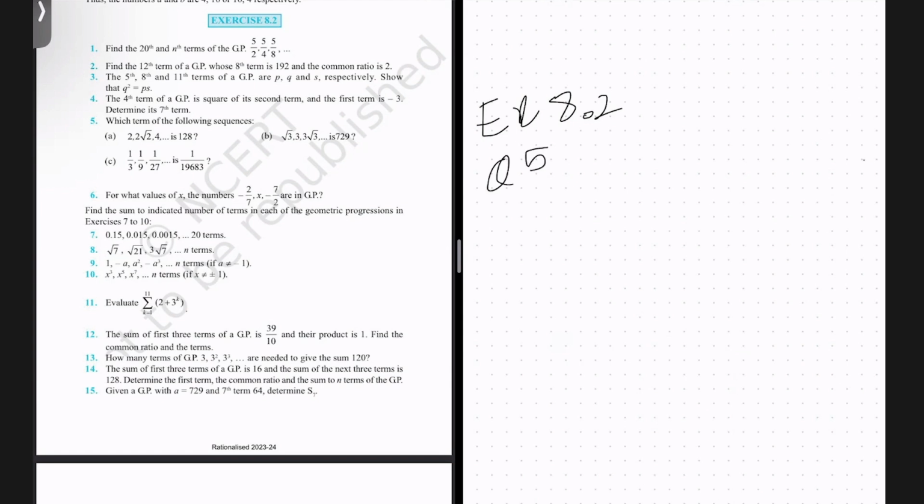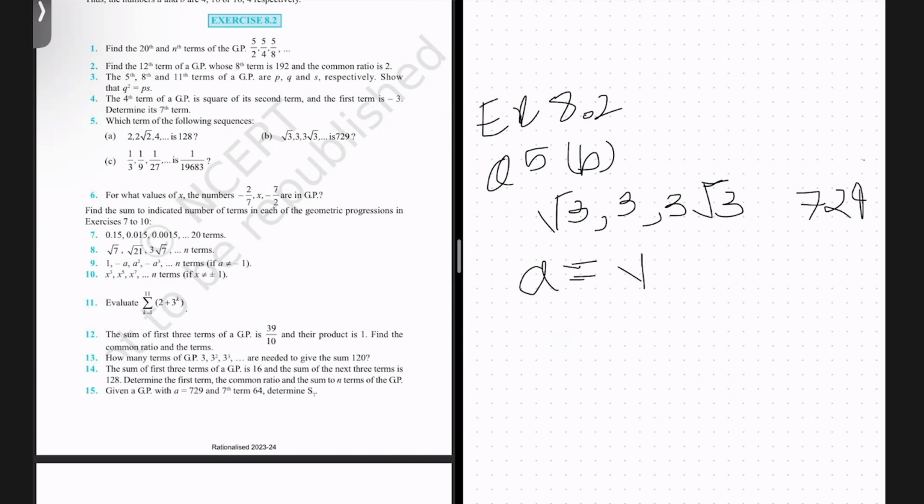Moving on to the second part of this question. Question number 5, we are going to move to the B part. In the B part, we have root 3, 3, 3 root 3, and the term that we are going to find out is 729. Correct? So the first term of the sequence is root 3. The common ratio r can be found out by dividing the second term by the first term.